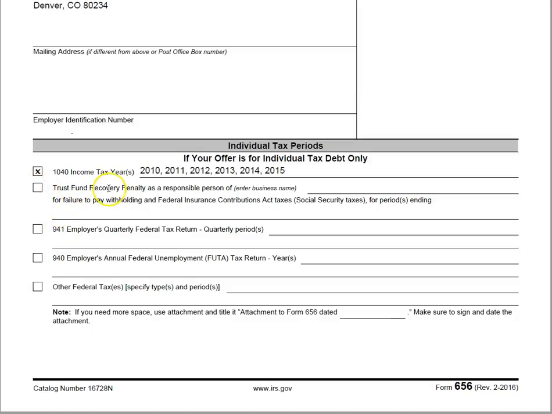If you have trust fund recovery penalty, you will put that here. You will need to enter the business name on this line here where I have just put the X's. 941, 940 taxes would go here, and if you have any other federal tax, you could specify the type and the period. You will see here it says if you need more space to use an attachment, entitle it Attachment to Form 656 dated, and make sure to sign and date the attachment as well.